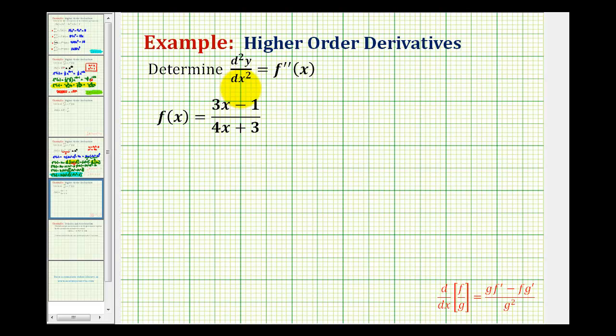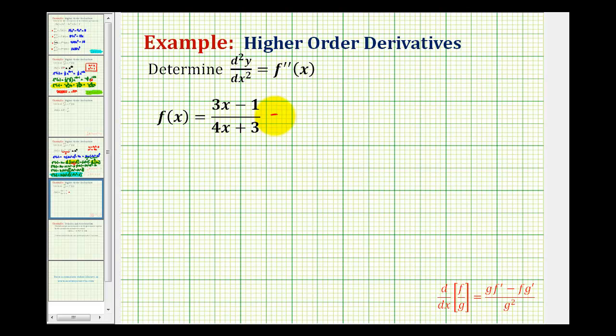We want to determine the second derivative of the given function, and notice the given function is a quotient. So in order to determine the second derivative of the function, we need to find the derivative of the first derivative. So the first step is to find the first derivative of the given function.